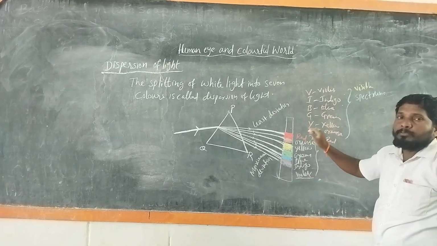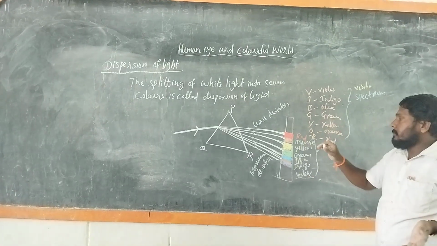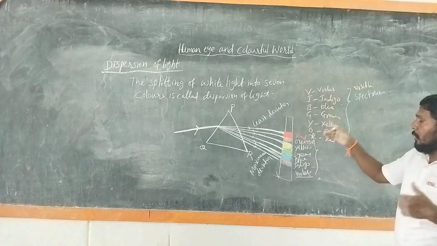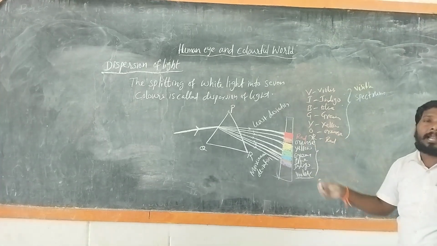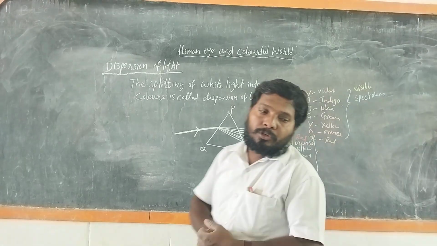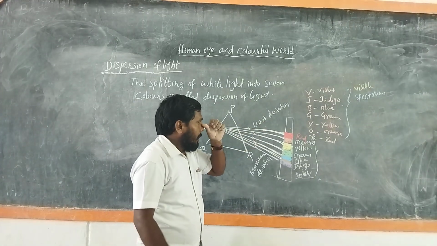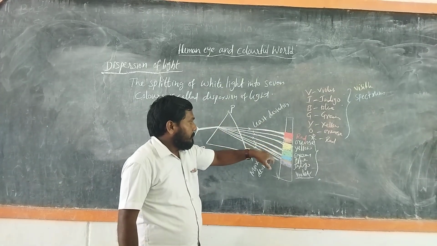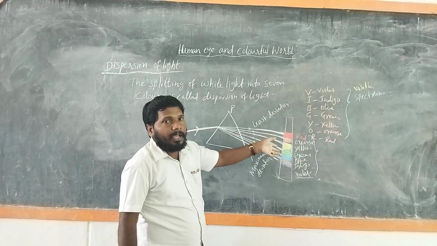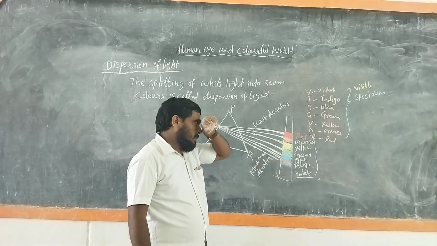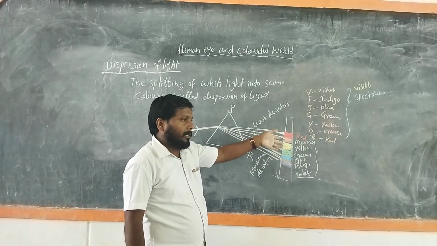So red has more wavelength. Then after orange, yellow, green, blue, indigo, and violet. They have different deviation angles, so they form that. So the spectrum consists of different colors.